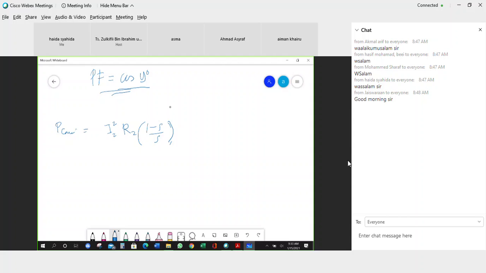If you look into the power flow diagram, for the output power, your equation will be: we start from the P output, which is your P converted minus the rotor copper losses, minus the windage and friction. Okay. Slide.